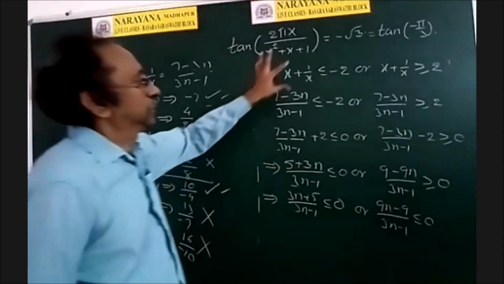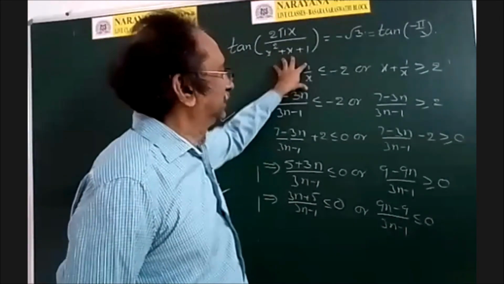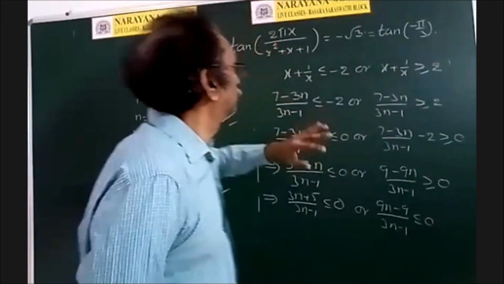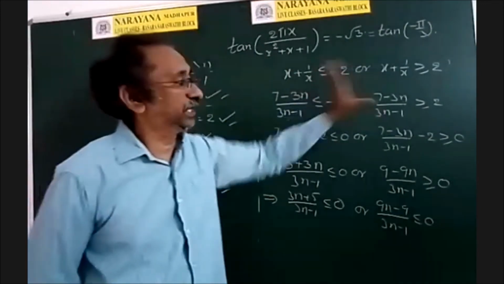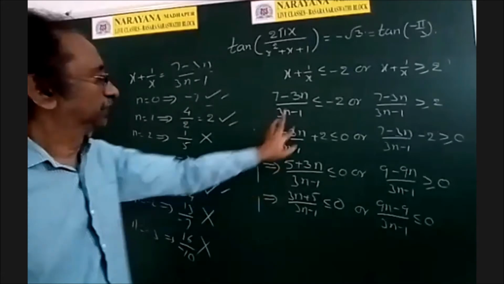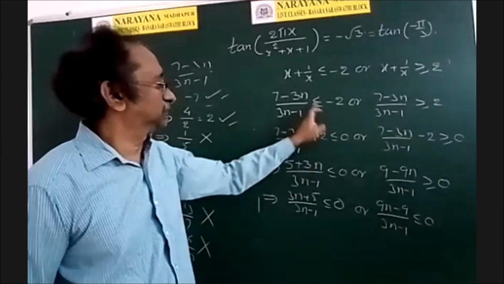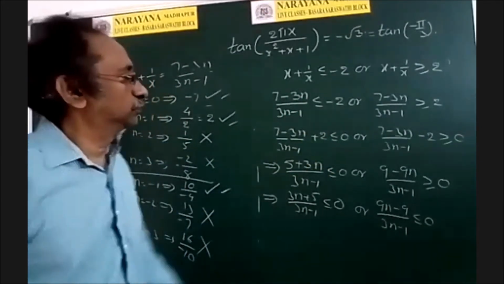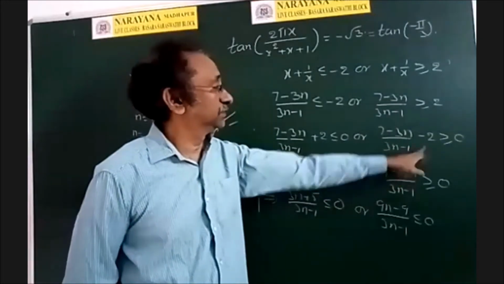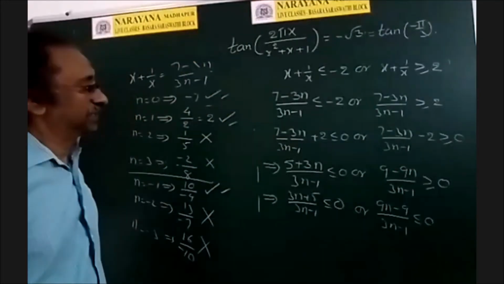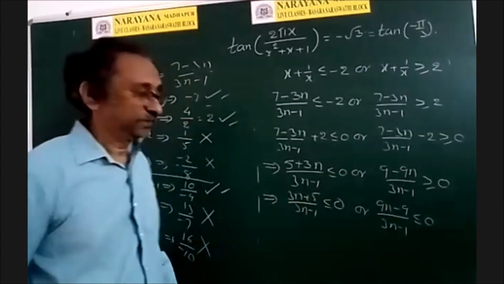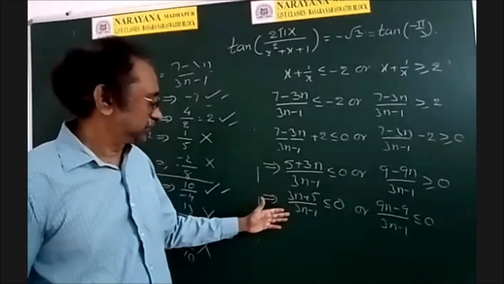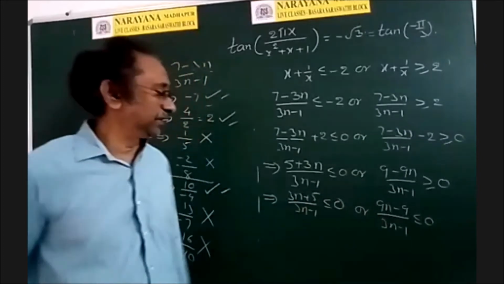See, once again, this should lie either less than minus 2 or greater than 2. Therefore, this is less than or equal to minus 2 or greater than or equal to 2. Therefore, (7 minus 3n)/(3n minus 1) plus 2 less than or equal to 0, or (7 minus 3n)/(3n minus 1) minus 2 greater than or equal to 0. And just take the LCM, we get this one. And by multiplying by minus, we get that.